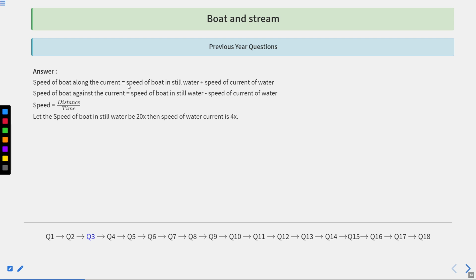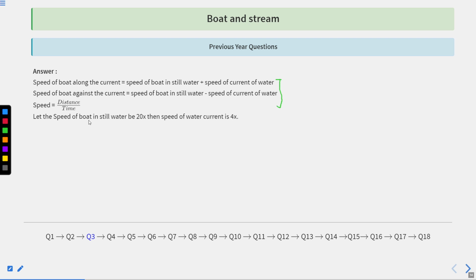Speed of boat along the current is equal to speed of boat in still water plus speed of current of water. The speed of boat against the current is equal to speed of boat in still water minus speed of current of water, and speed equals distance upon time. So these are the useful formulas that will be used while solving the problem.